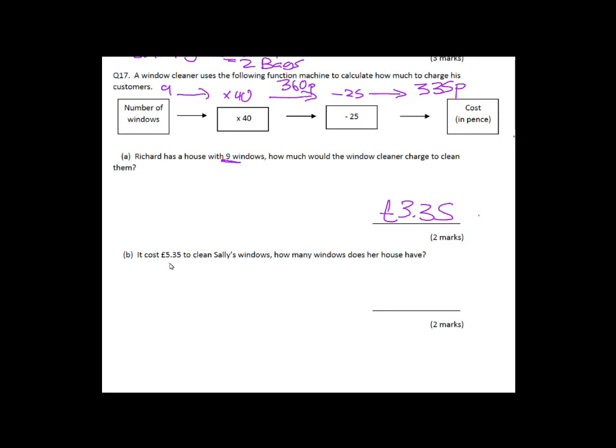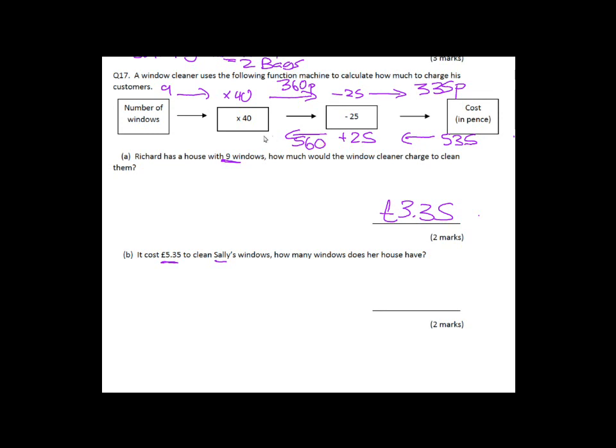For part B, if the cost of cleaning the windows is £5.35, how many windows does her house have? So what this is asking us to do is go the other way round. So we need to put £5.35 as pence in at the right hand end and go from right to left. So instead of subtracting 25, we add 25. So we end up with 560 pence after the first function.